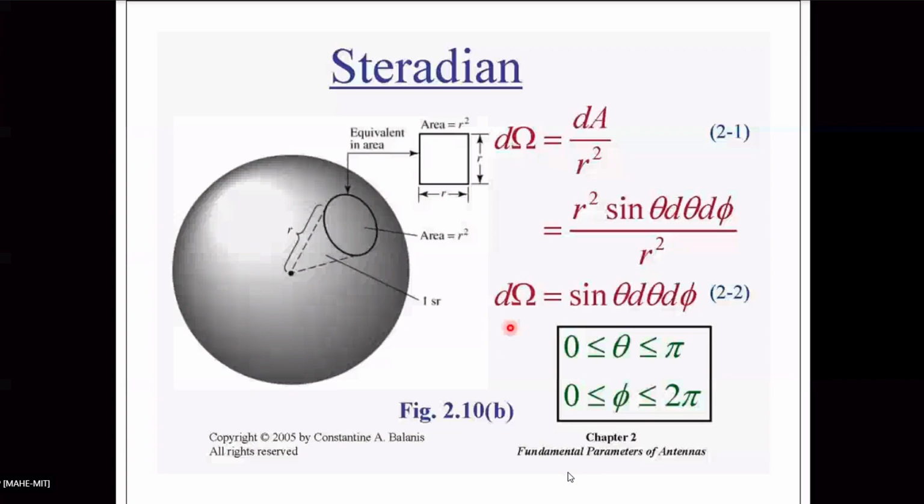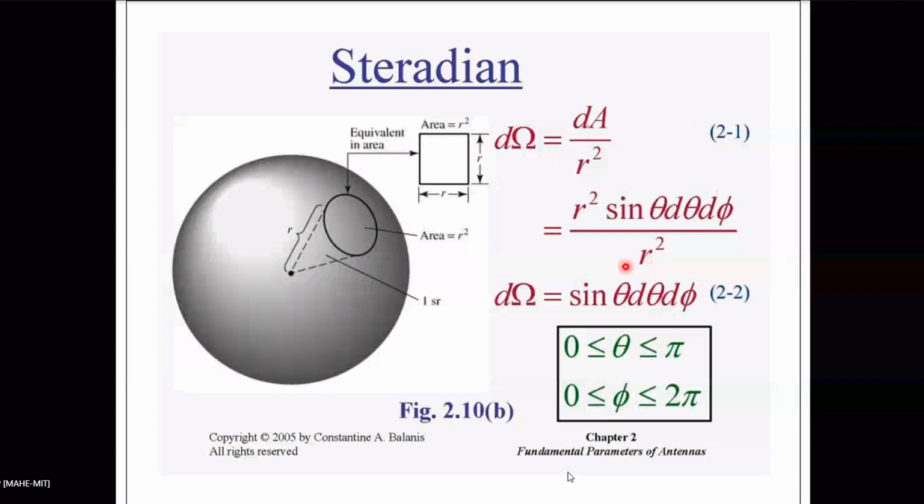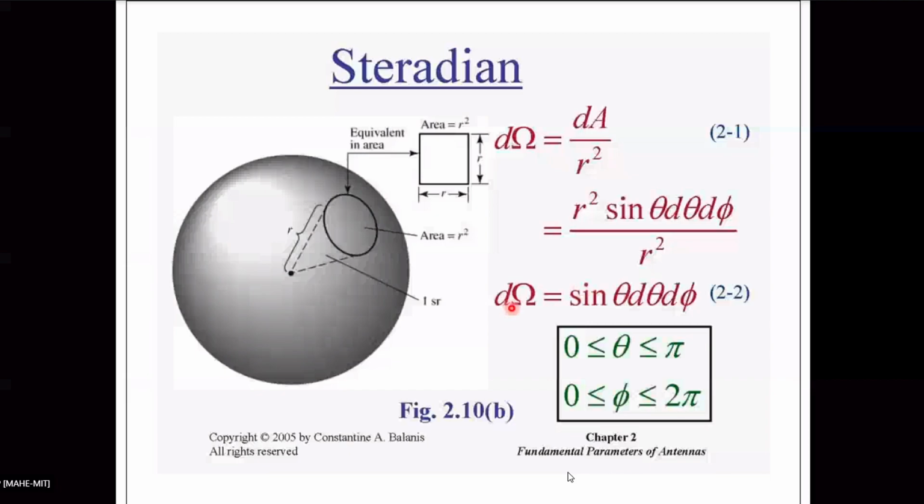Now, what is the expression for elemental solid angle? Elemental area divided by r square. The elemental area in a spherical coordinate system is r square sine theta d theta d phi, divided by r square. So the expression for elemental solid angle is sine theta d theta d phi. Have you got it? So you can say elemental solid angle is the elemental area with r equal to 1. Have you got it?